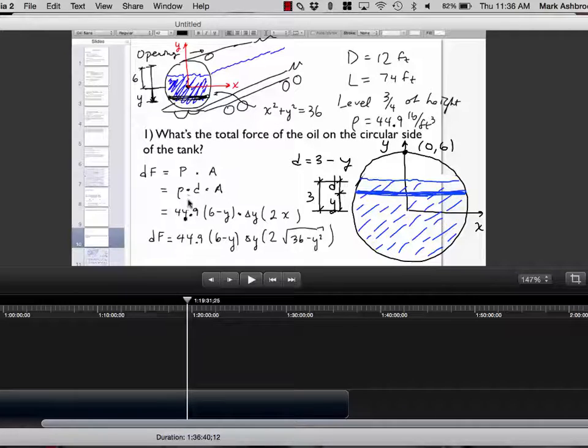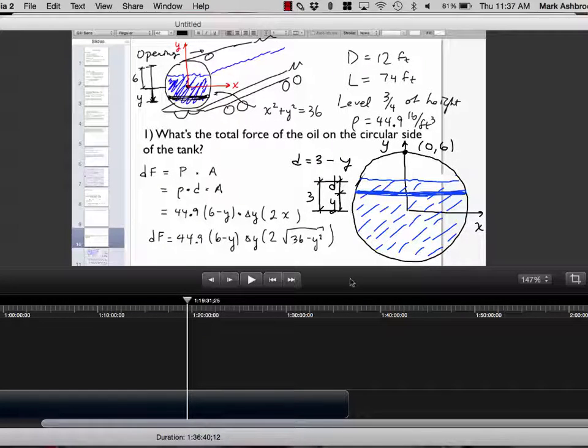So really, we had our weight density of the gas or the oil, 44.9, and then the depth, D for depth, below the surface is 3 minus y, and then delta y times 2x, because this is the x-coordinate from here to here, gives us delta y 2x, the area of that whole strip. So really this is all correct, except we need to change that 6 minus y to 3 minus y, because we need the depth below the surface.